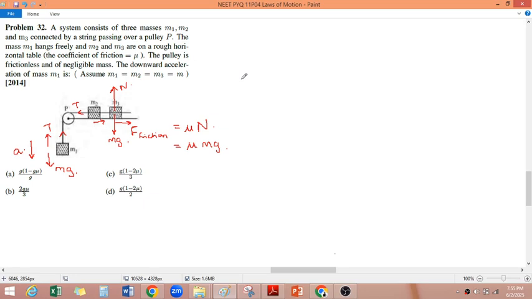So I think I can directly do tension T minus, this is acting this way, right? So that means sigma F is equal to MA. So T minus 2 times mu mg is equal to, if this is going down with an acceleration A, this should also be moving with an acceleration A. So that means it will be 2 times the mass, 2m into A.